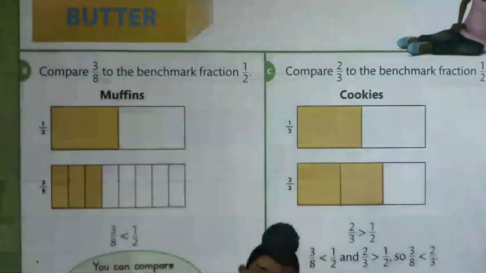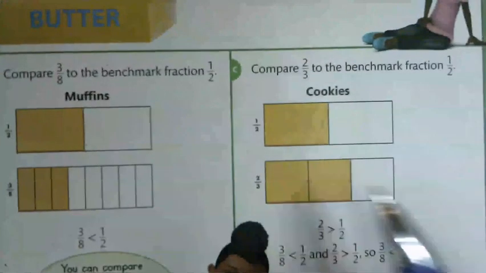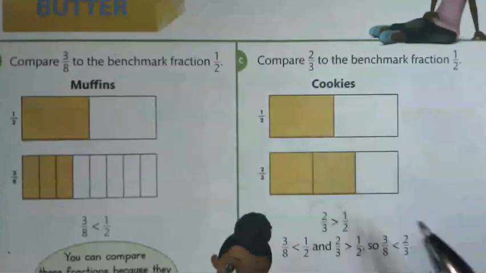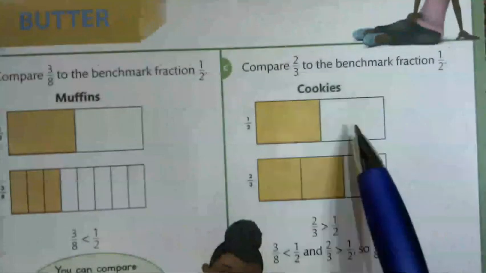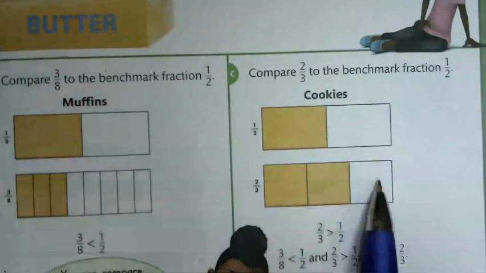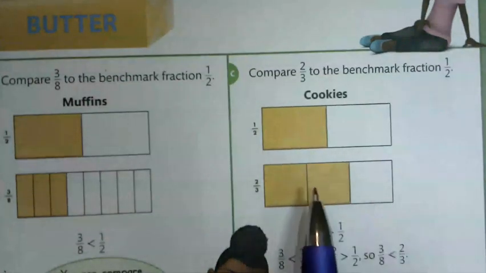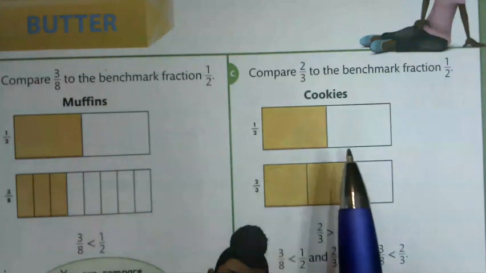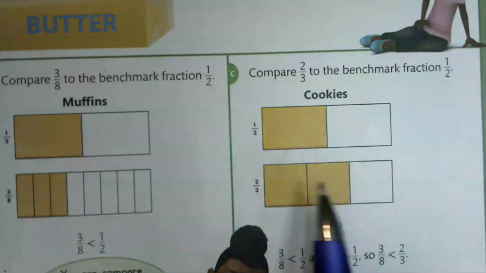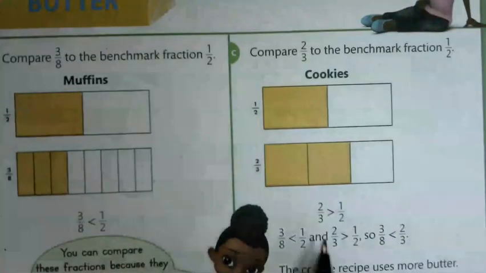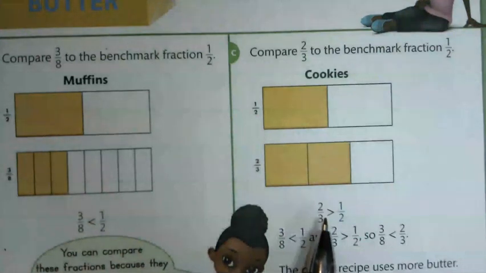All right. Come on over here to our cookies. It says compare 2/3 to the benchmark fraction of 1/2. So here I've got my 1/2. 1 out of 2 is colored in. Down here, we took our butter and cut it into 1, 2, 3. We colored in 2 of them. Which is bigger? The 2/3 is actually bigger, right? Because we've got 2 of those, so it went past there. So what does that mean? Well, that means 2/3 is greater than 1/2.